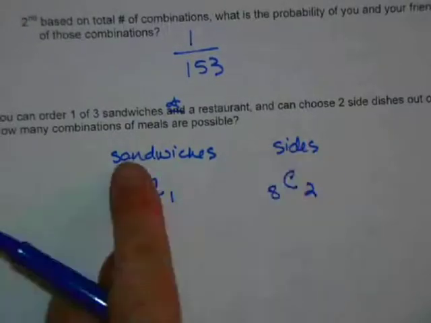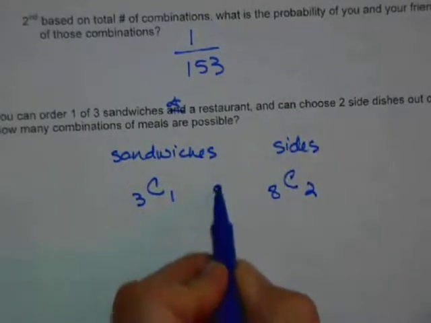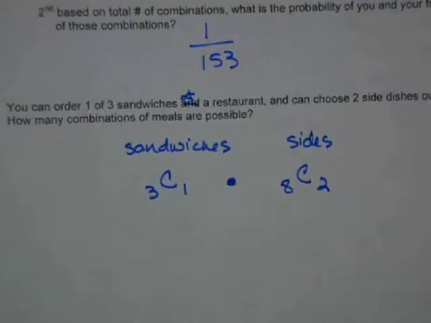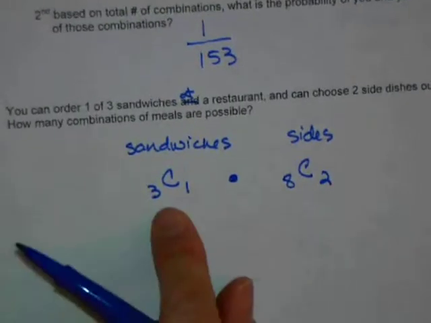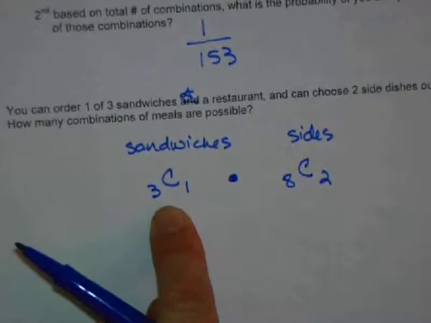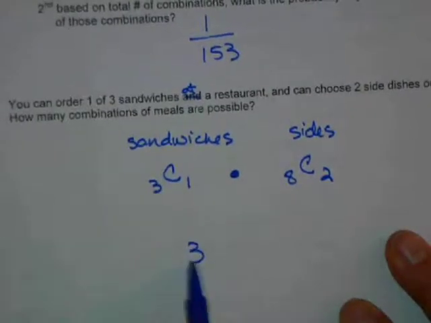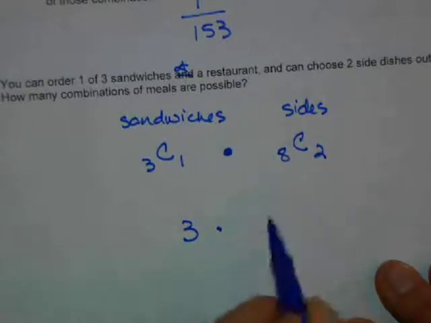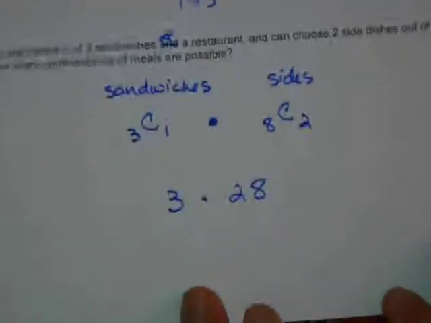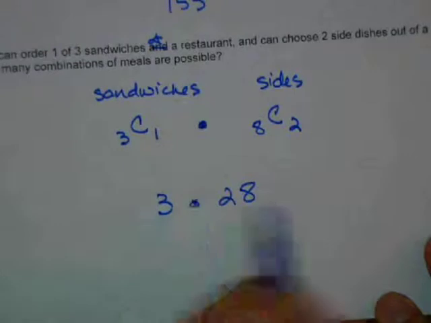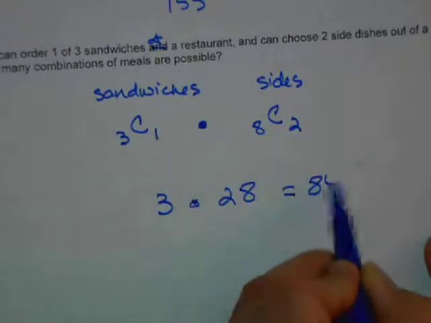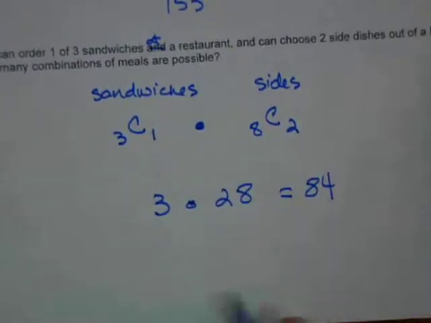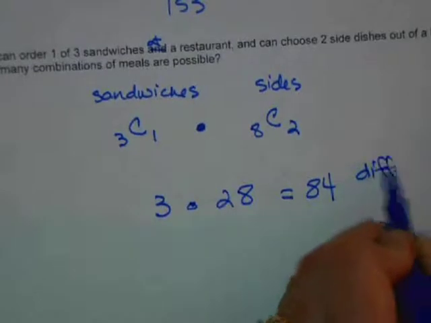When you have 2 different situations here, you multiply your answers together to get the final number. So think about this one. If you have 3 sandwiches, you get to choose 1. How many options are there? 3, right? 3 choose 1 is just 3. 8 choose 2, I went to the calculator, it's 28. When you multiply them together, you get 84. There's 84 different meals you could put together.